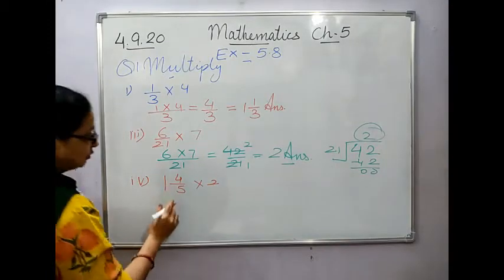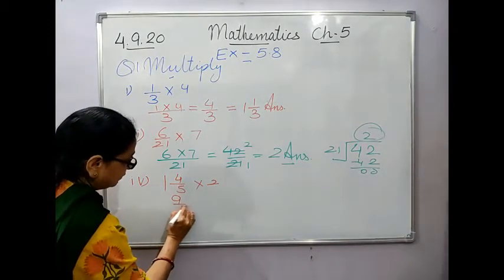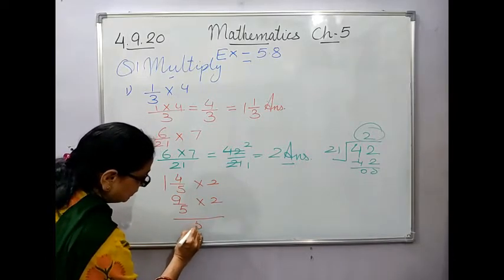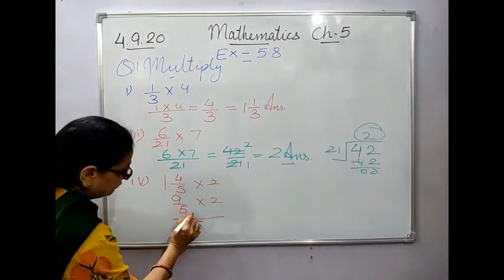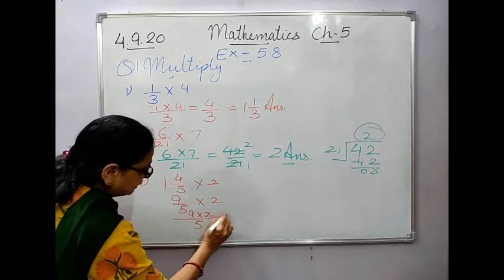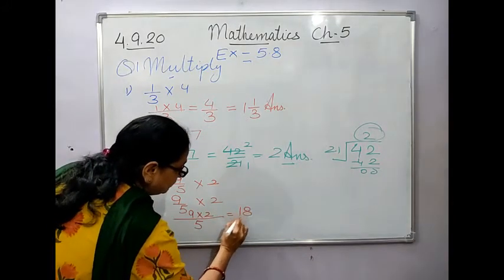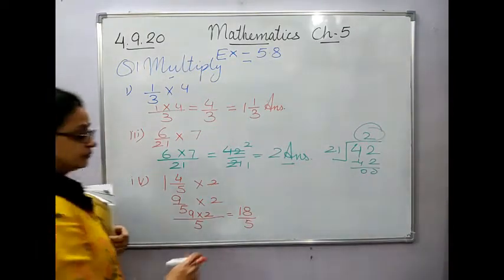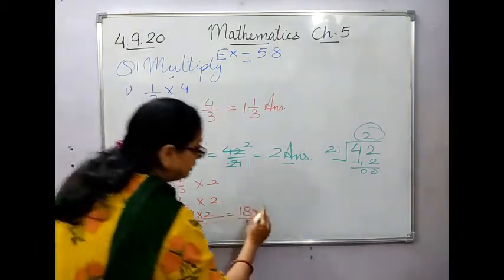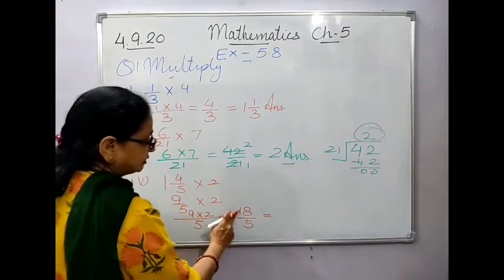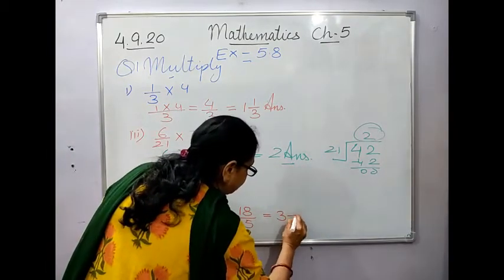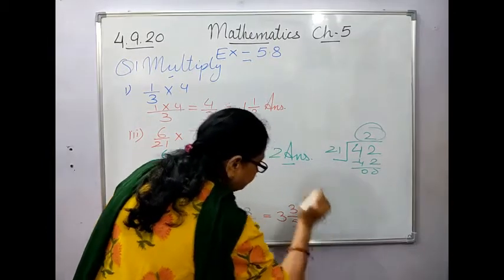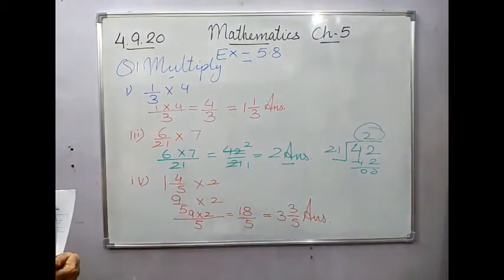5 ones are 5 and 4, 9 upon 5 multiplied by 2. Since it is a multiplication, the denominator remains the same. We will multiply only the numerators, so it will be 18 upon 5. Again, it is an improper fraction, so the numerator is bigger, and we'll convert it into mixed fraction. 5 3s are 15, 3 is remaining, and this is your answer. Hope this much is clear to everyone.